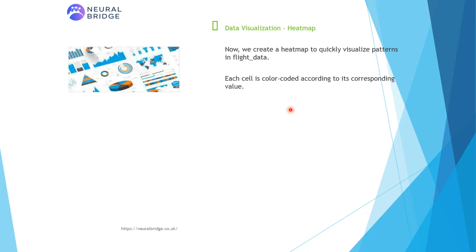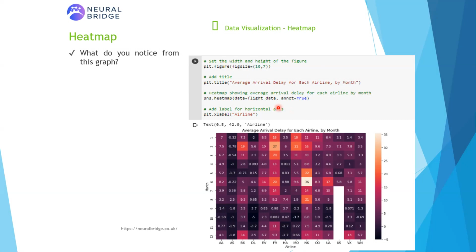Now we create a heat map to quickly visualize patterns in flight data. Each cell is color-coded according to its corresponding value. Before explaining the heat map, let's see the code. Here we specify the size of the figure, then we add a title, and then we plot it this way: sns.heatmap, data equals flight_data. This corresponds to the whole dataset, our pandas DataFrame, and then annot equals True, then plt.xlabel, where we set the x label to airlines.